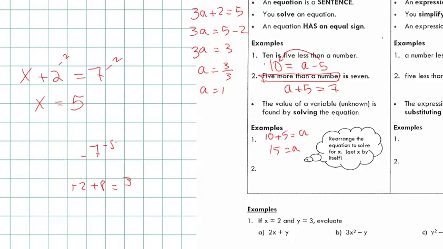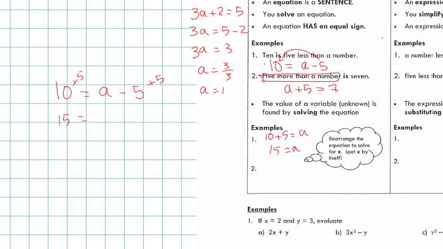I'm going to give you exactly the same question. So 10 equals A minus 5, right? How can I get rid of minus 5? What do I have to do to get rid of it? Add 5, right? Because it's minus. If I add 5, it becomes 0. If I add 5 here, what do I have to do here? So that's going to be 15 equals A. Same thing I got here.